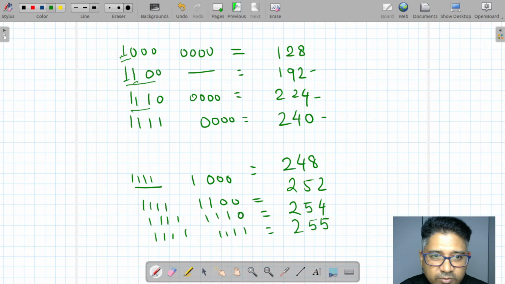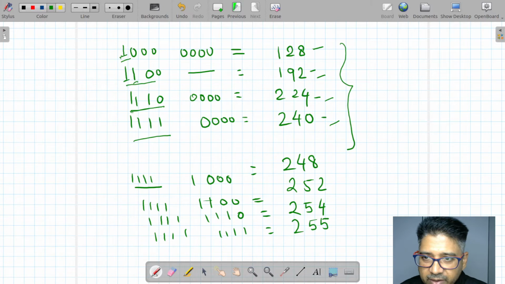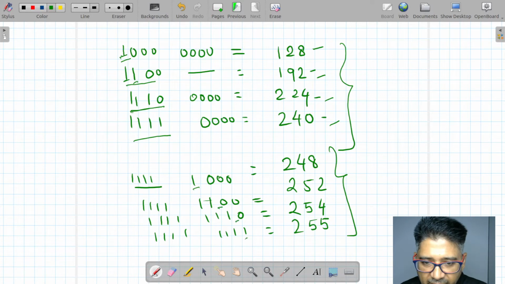There is two ones, four ones, five ones. The table will be 128, 192, 224, 240, for bit. So it's going to pick the 6, 7 and at bit 8, 248, 252, 254, 255. This table is nothing.